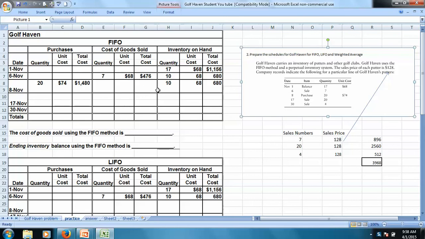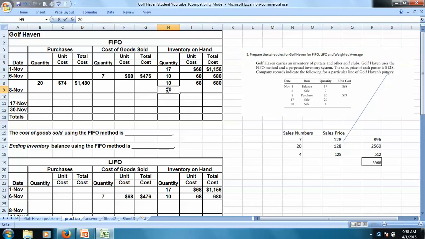Now we also have 20 more putters, and we're going to keep track of each layer, and you'll see why when we start to sell. 20 putters at $74, that's what we paid, and 20 times 74 is equal to $1,480. So we have total inventory now: 10 putters at $68 and 20 putters at $74.